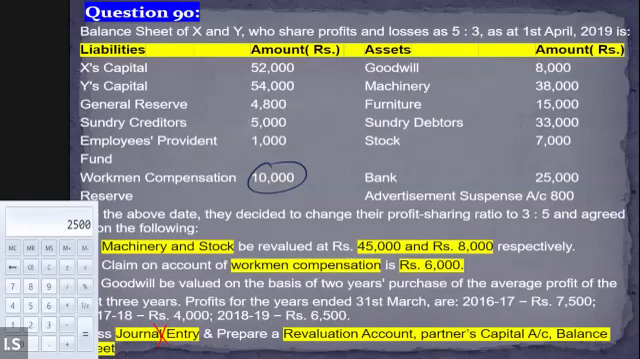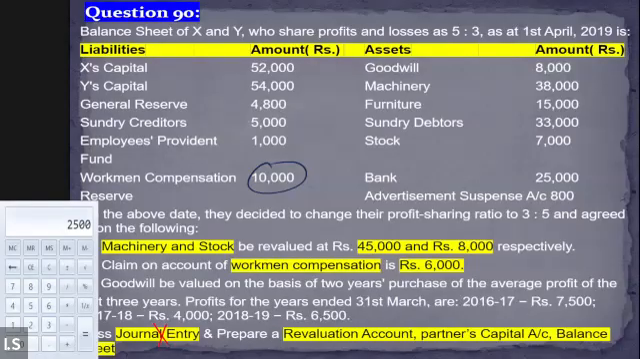Are you sure? X and Y are 5:3. Now the new ratio will be showing 3/5, 3/8. So I think X should sacrifice. X is sacrificing, Y is gaining. Is that what you're saying? Sania, please confirm the gaining and the sacrificing share. X is gaining and Y is sacrificing. X gaining, Y sacrificing. Okay.